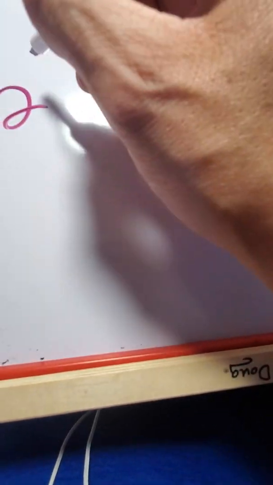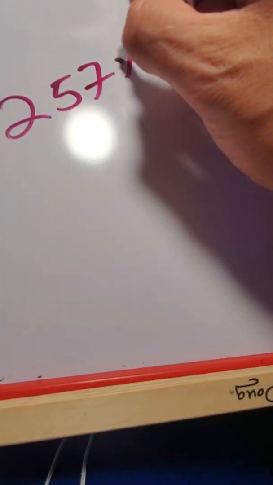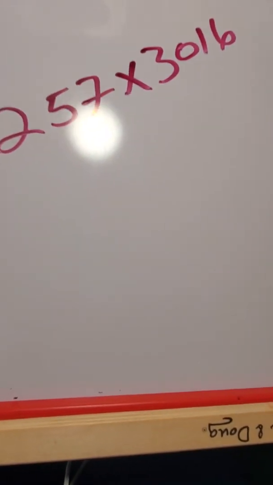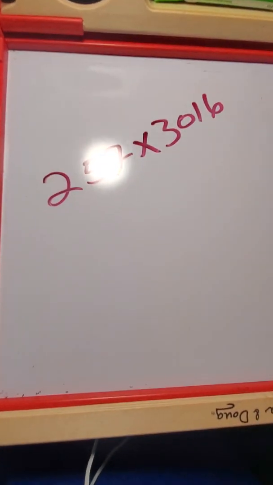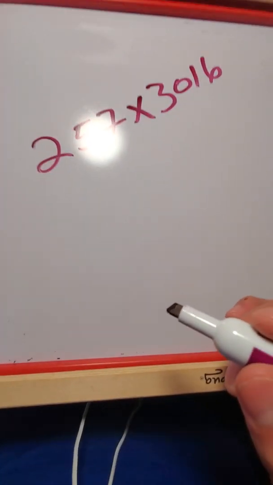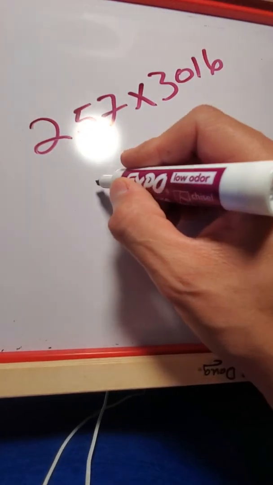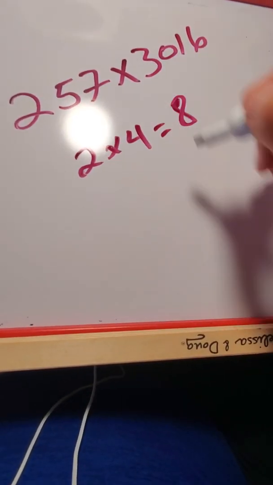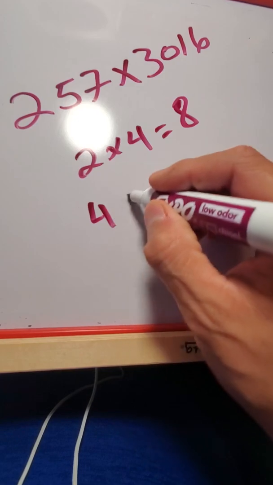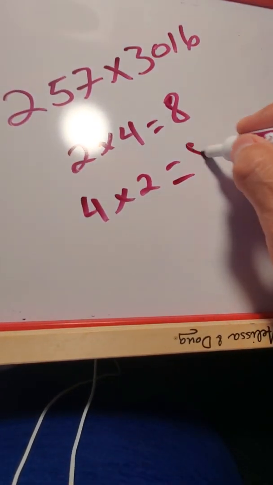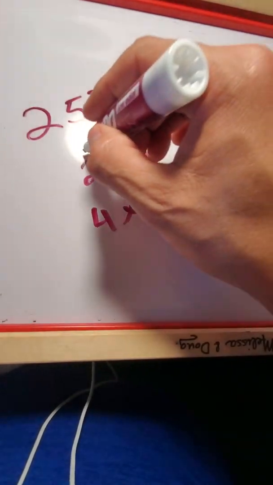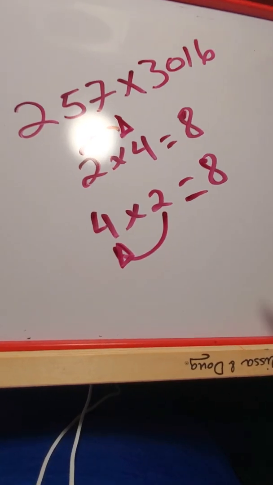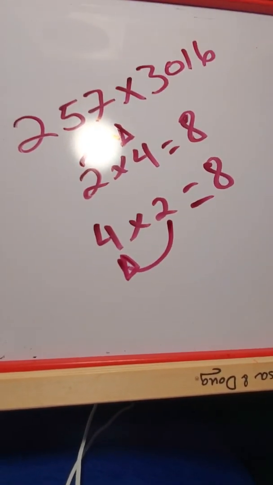On the next example, 257 times 3016. If you try to multiply like that, well, it's going to be a little bit hard. Remember, we talked about something called the commutative property. I told you 2 times 4, that's 8. That is exactly the same as 4 times 2, that's 8. That is called the commutative property. We just switch the numbers. As we're talking about multiplication, we can use the commutative property.